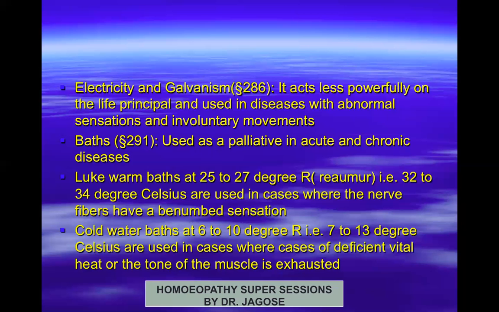Cold water baths at 6 to 10 degrees R, that is 7 to 13 degrees Celsius, are used in cases of deficient vital heat or where the tone of the muscle is exhausted. So cold water baths where there is deficient vital heat, or there is less tone of the muscle, or the muscle is totally limp and totally exhausted.